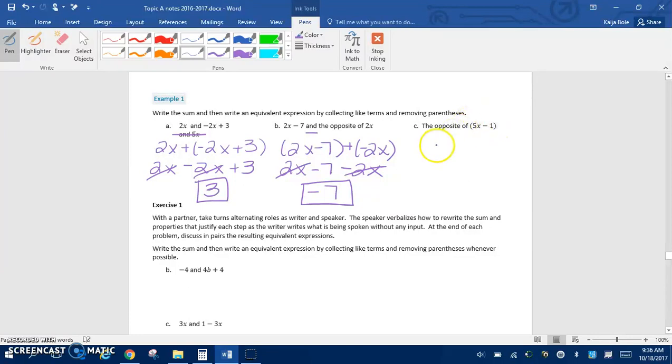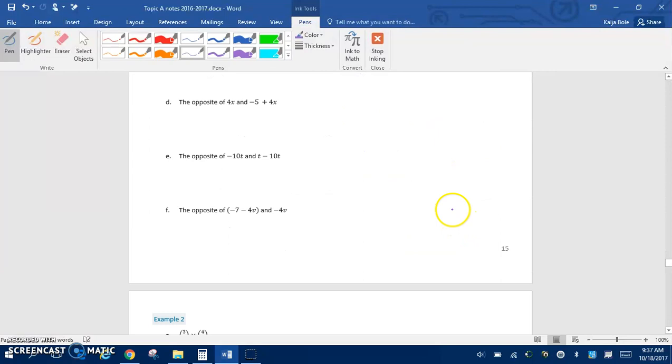Alright? Part C says the opposite of 5x minus 1. So the opposite of the positive quantity 5x minus 1 would just be a negative. But now I want to distribute that negative to both parts, so this would be negative 5x plus 1. That's as much as we can do there. Okay. Exercise 1 here, we're going to do this in class, so you can just skip it for now because we don't have partners and I do want to try this in class altogether. Alright, so we're going to skip now to the last page, page 14.